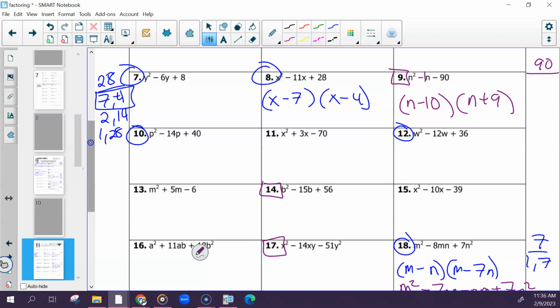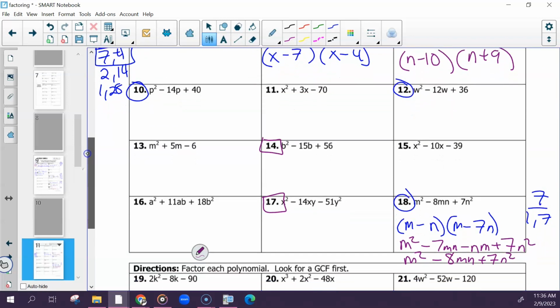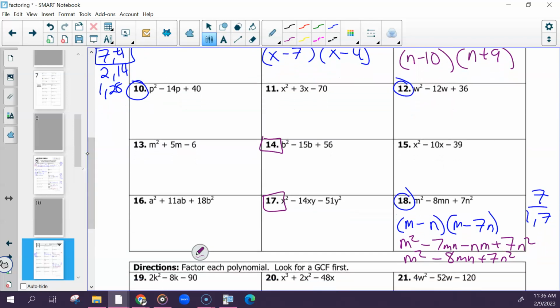Okay, so there's a lot of stuff that happened there that we didn't write down, but those are all things that you can write down. The factors, making one negative, seeing if they add together to be negative 1, all of those things. For 14, factors of 56.